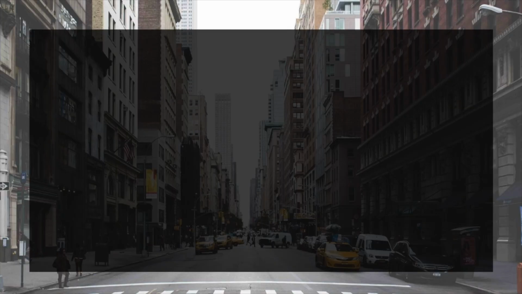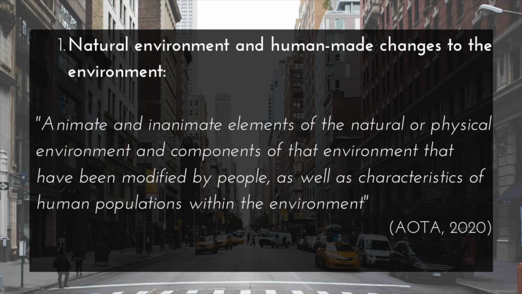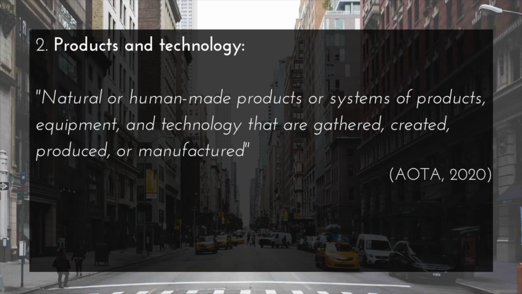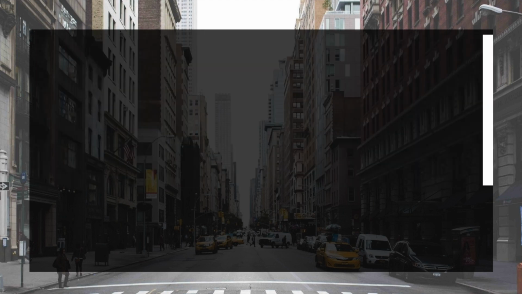Environmental factors include natural environment and human-made changes to environment. This includes animate and inanimate elements of the natural or physical environment and components of the environment that have been modified by people, as well as characteristics of human populations within the environment. The second environmental factor is products and technology. This includes natural or human-made products or systems of products, equipment, and technology that are gathered, created, produced, and manufactured.